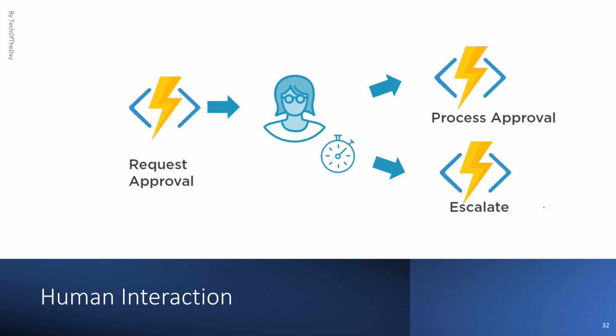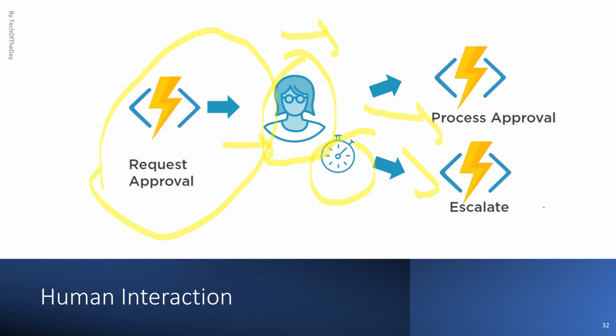So you make a request for approval to a human, and this human comes in, and if he approves it within a time frame or not, then you continue with the approval process, and if there is anything, he or she can escalate the matter.